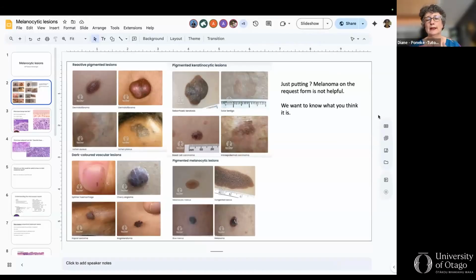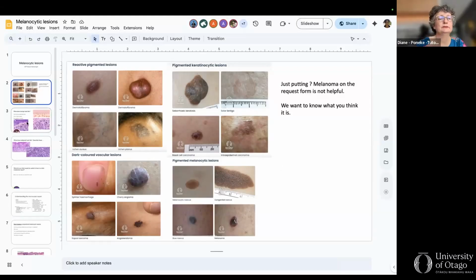Lesson number one is there are things that are pigmented that are not melanocytic. Just putting query melanoma on the form is not helpful. So this one here, seborrheic keratosis, we would like to know that this is the clinical impression, seborrheic keratosis. This will help the people who are cutting up the lesion to take the correct sections. So think of all the things that might be pigmented.